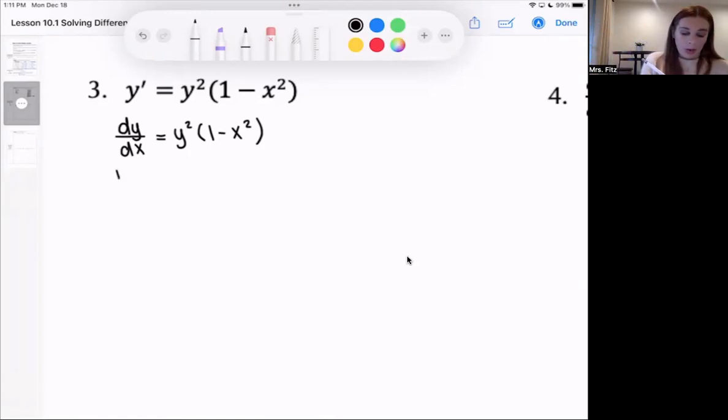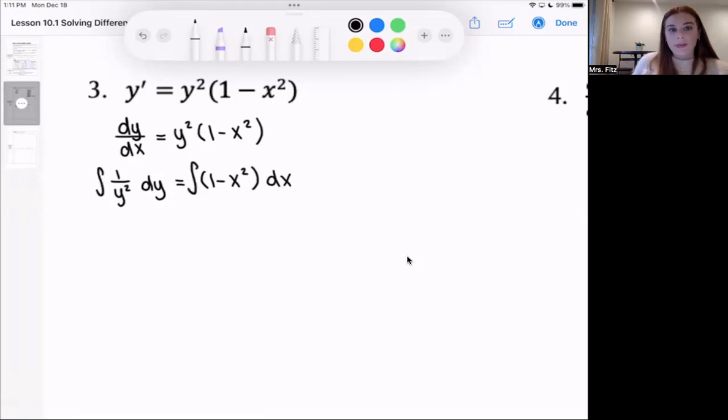So we end up with 1 over y squared dy is equal to 1 minus x squared dx. Keep that 1 minus x squared in parentheses because you're integrating the whole thing. So be careful with that. Once again, we can rewrite this as the integral of y to the negative second dy, just to make it a little bit easier on ourselves. Up to you. We can integrate that side already.